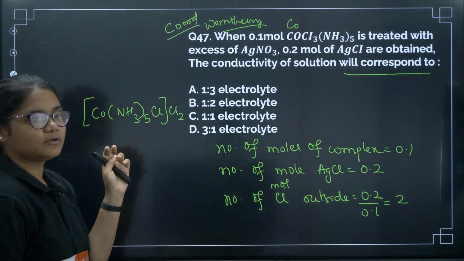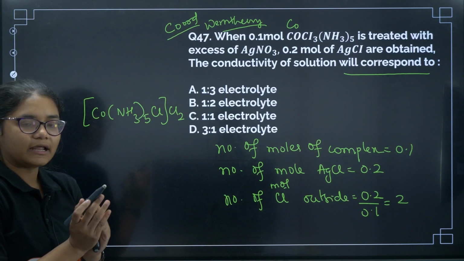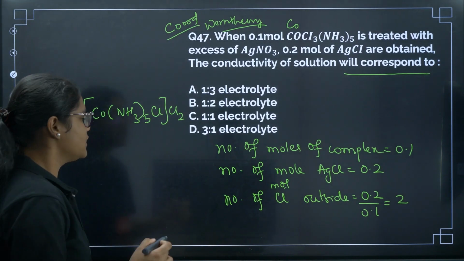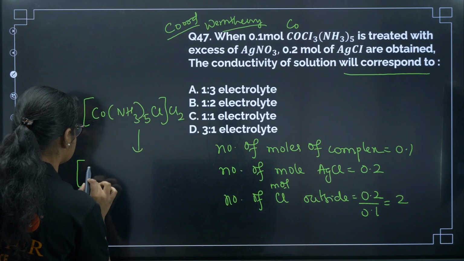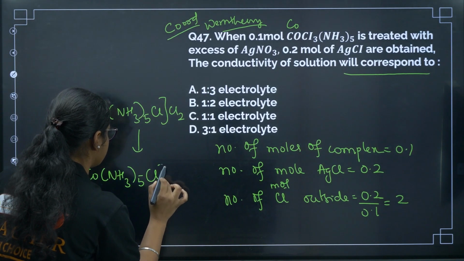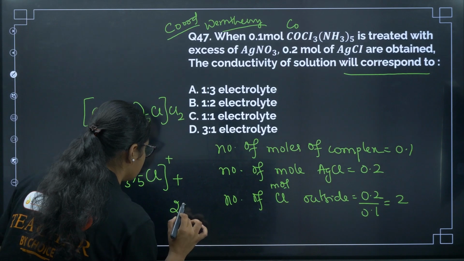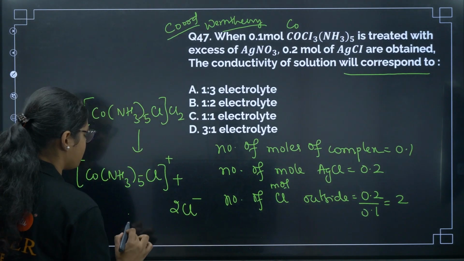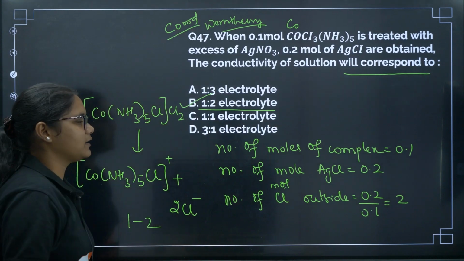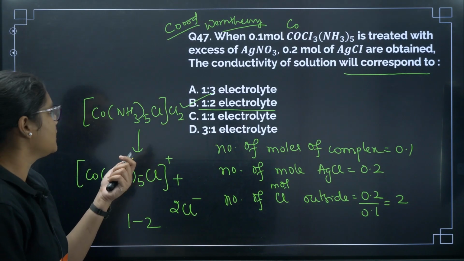Now what type of electrolyte is it? So you have to tell in this condition how many cations are formed and how many anions are formed. So if I dissociate it, we will get one cation, [Co(NH3)5Cl]+, and then 2 Cl minus. So it is a 1,2 type. Okay, so the condition here is a 1,2 type electrolyte. The correct answer for this question is option number B.